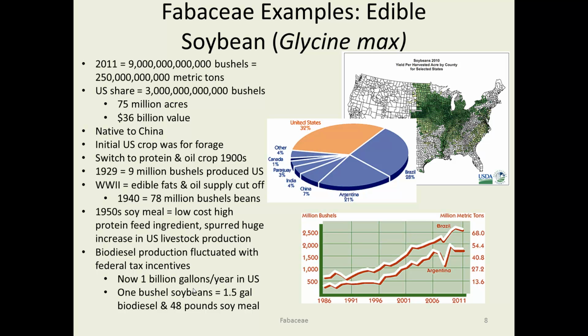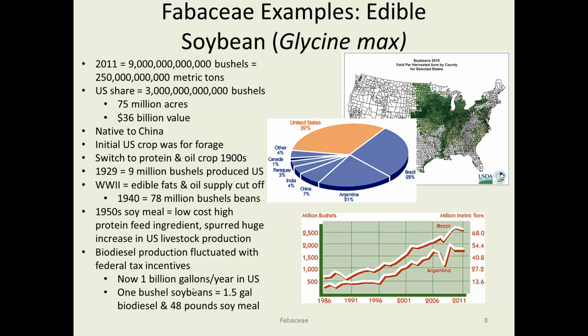Soybeans. Can't talk about legumes in Iowa without talking about soybean. You can see the map on the upper right. It's the soybeans harvested per acre on average in different counties, and Iowa is definitely in the heart of the bean belt. The United States is a significant soybean producer, about 32%, which last year for us meant 3 trillion bushels. That is a lot of soybeans.